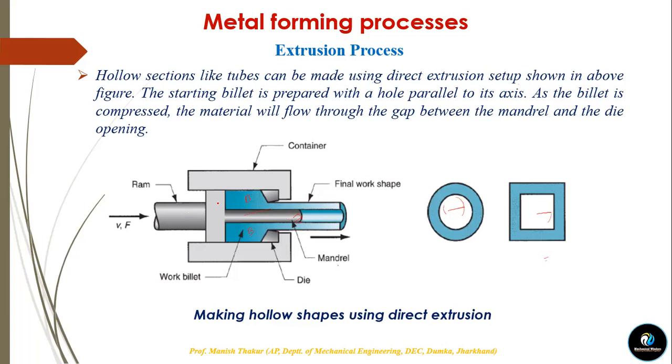And as the billet is compressed through the ram pressure, the material will flow, right? Material will flow through the die opening. This is the die opening, through which the material will flow, through the gap between the mandrel and the die opening. Then we can achieve the hollow shape product here. That is, you can make the pipe or tube by using the extrusion process. Clear? Yes or no?